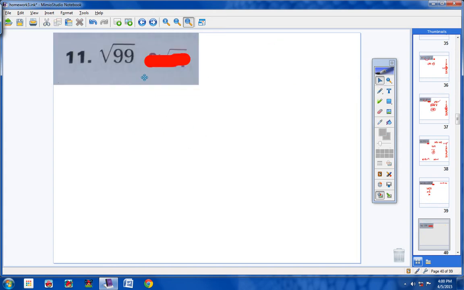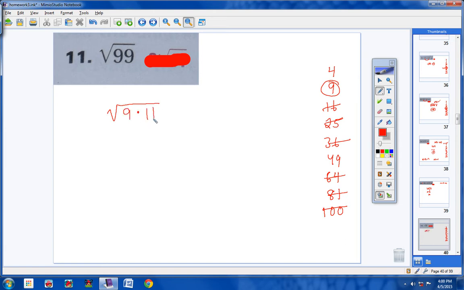Alright, moving on to numbers 11 through 15. We're going to simply simplify. That's all the instructions say is simplify. So, do any of these numbers over here go into 99 evenly? We'll start at the bottom and work your way to the smallest number. It goes all the way down to 9. So 9 goes into 99 evenly. So instead of putting 99, I'm going to put 9 times 11. The square root of 9 is 3. Cross off the 9, put a 3 on the outside, and your final answer is 3 square root of 11.